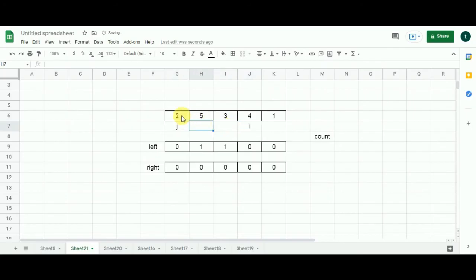J now represents 2 and I represents 4. Is 4 greater than 2? Yes, it is. So count variable gets incremented by 1. That means we have got one rating on the left that is less than the current rating. J moves one cell to the right. Here we have 5. Is 4 greater than 5? No. So count variable stays the same and J moves one cell to the right.